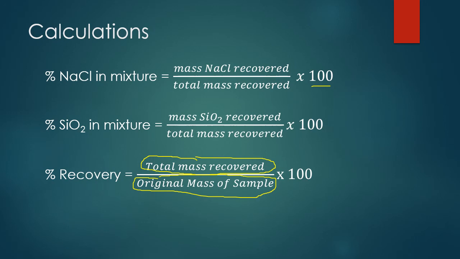The higher your percent recovery, the more accurate the measurements and the process in general. It won't be 100% unless the silicon dioxide was not dry. If the silicon dioxide was not dry and had water in it, then it might be over 100%.